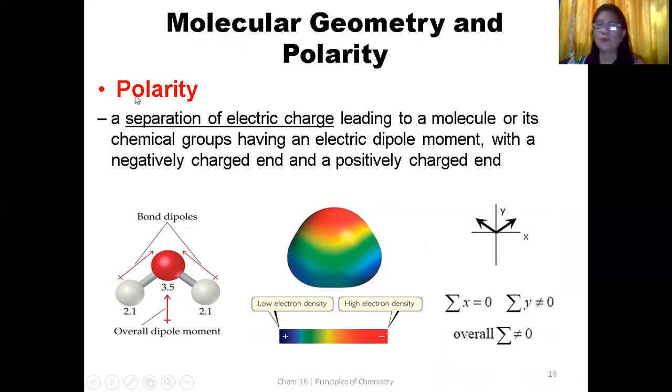That is, what's polarity? This is a separation of electric charges leading to molecules or its chemical groups having electric dipole moments, with a negatively charged end. Its ends are negatively charged and positively charged, both ends, negative or positive. No? Because it is an ion. An ion is either positive or negative. Okay. So the overall will be equal to 0. The overall dipole, no?